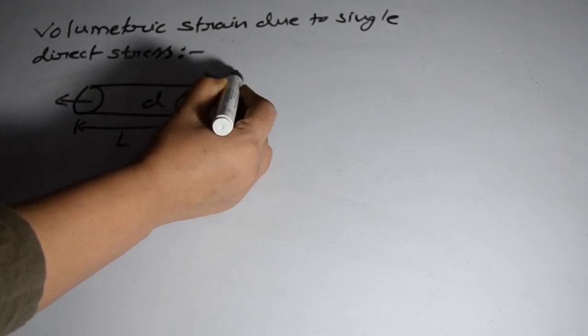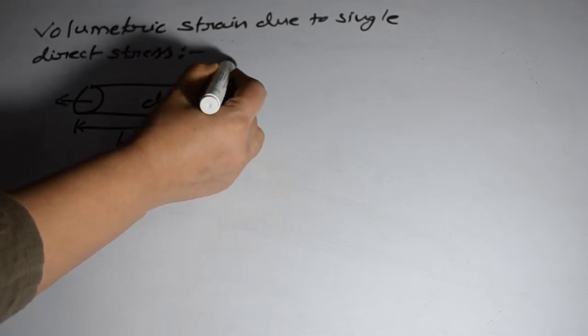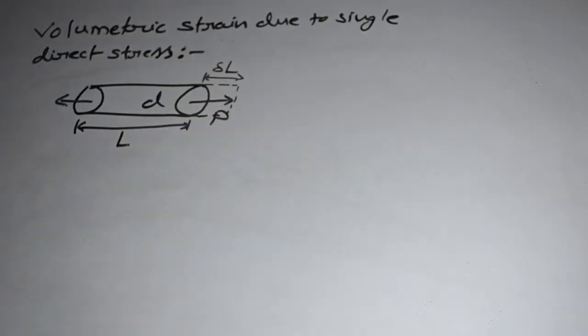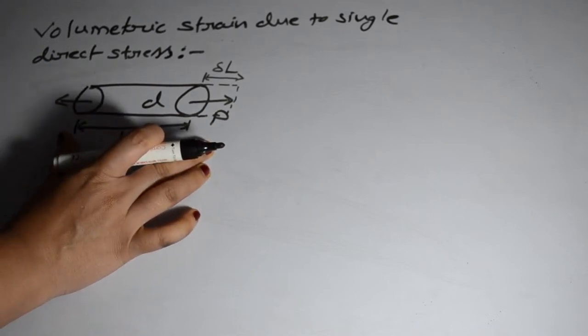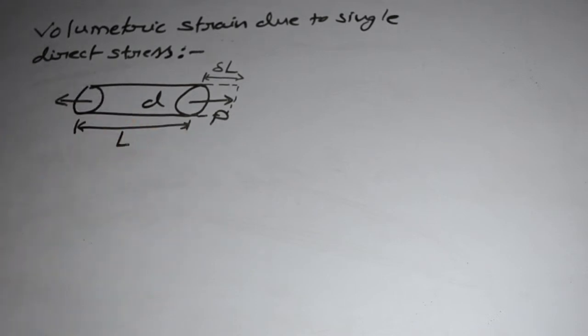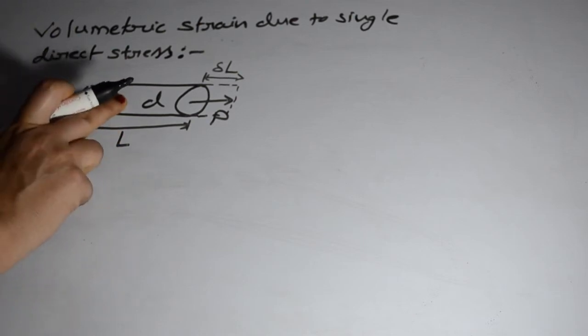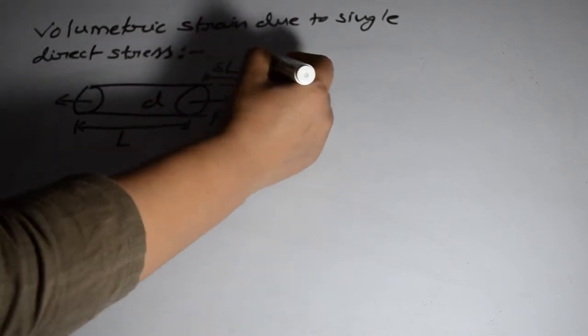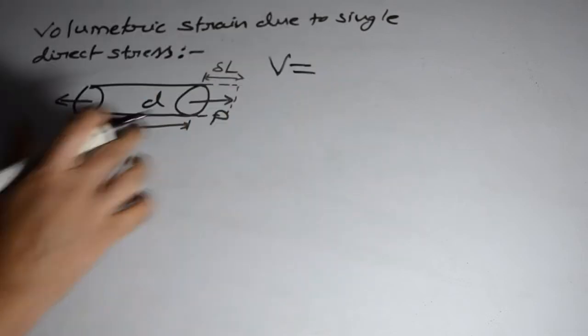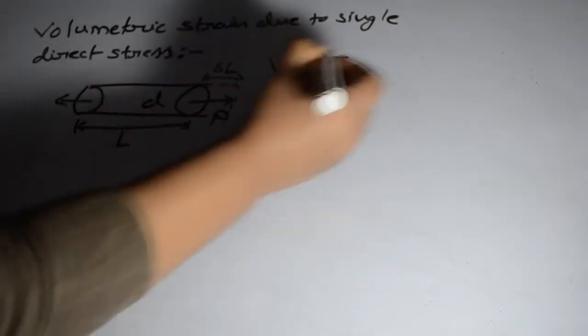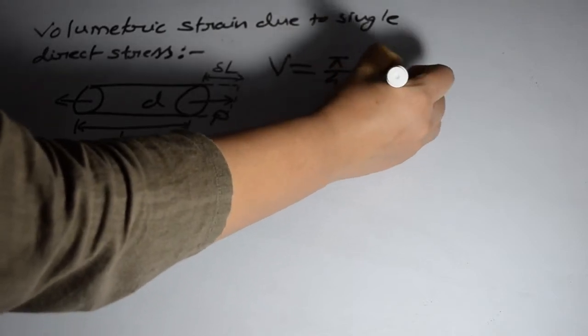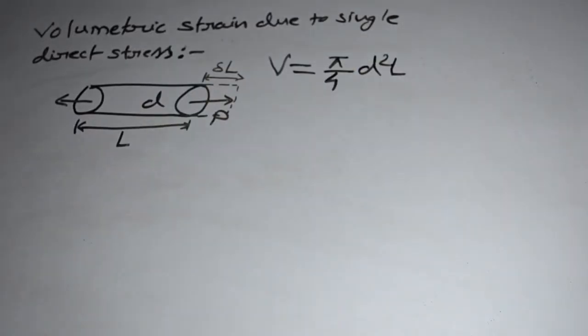If we consider this change in length as delta L, then delta L by L will be the longitudinal strain, because the force is applied in the longitudinal direction. So we have the length of the bar and the diameter of the bar, and the original volume of this rod will be denoted by pi by 4 D square into L. This is the original volume of the bar when we are not applying force.